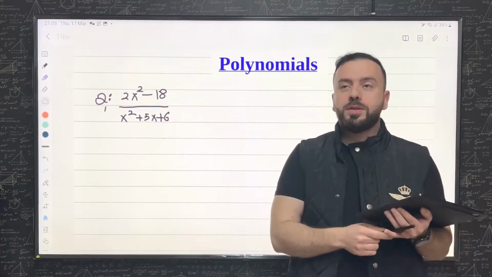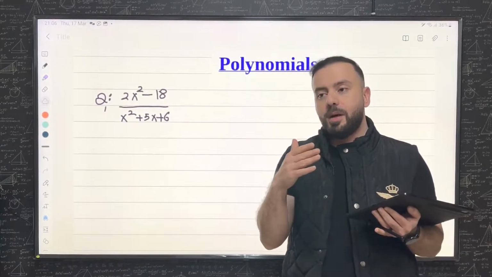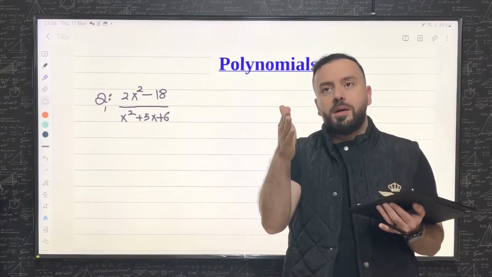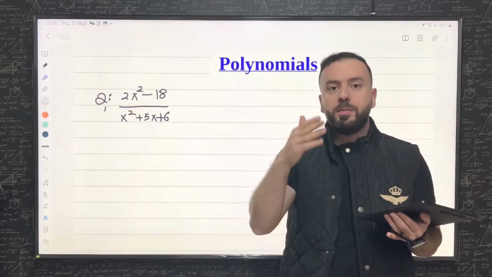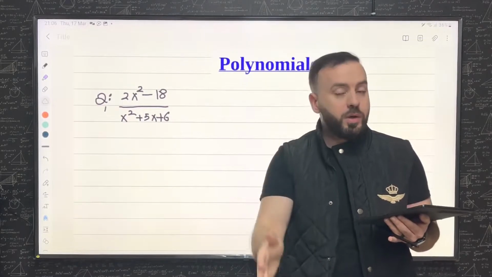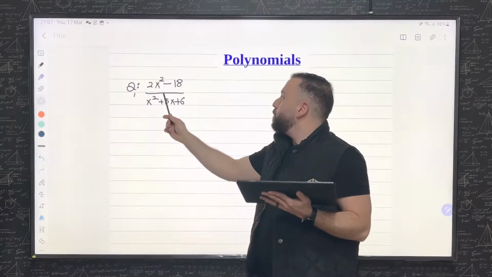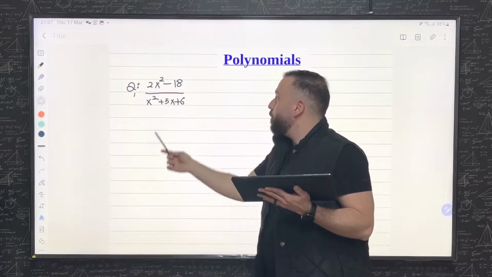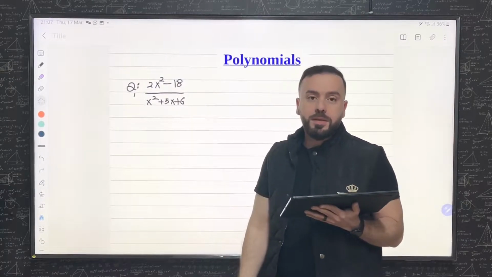Today we are going to talk about polynomials. Of course, the categories and what polynomials are, term by term: monomials, binomials, trinomials. Simplify the question, which is what? 2x squared minus 18 over x squared plus 5x plus 6.